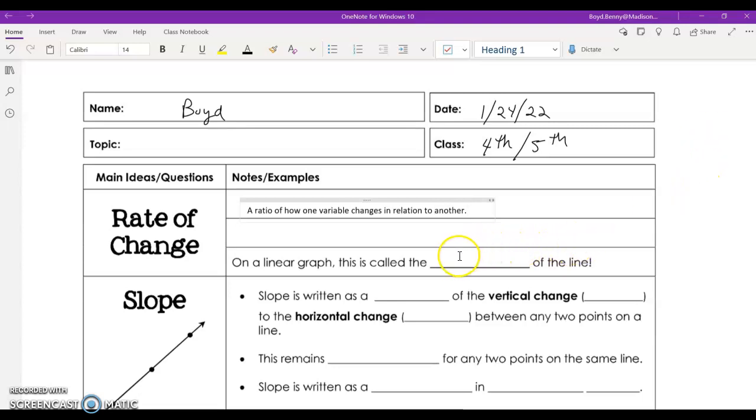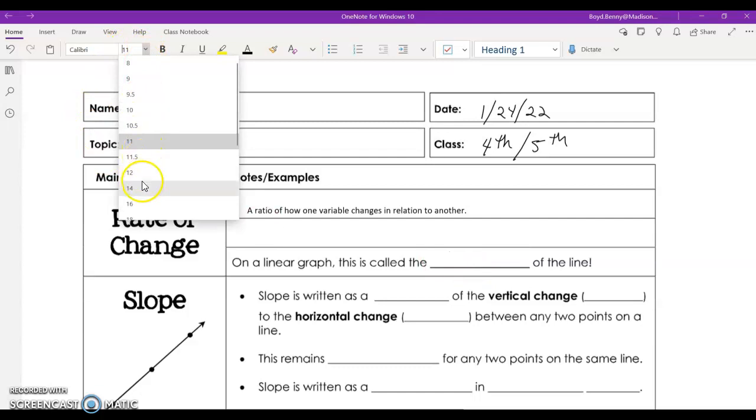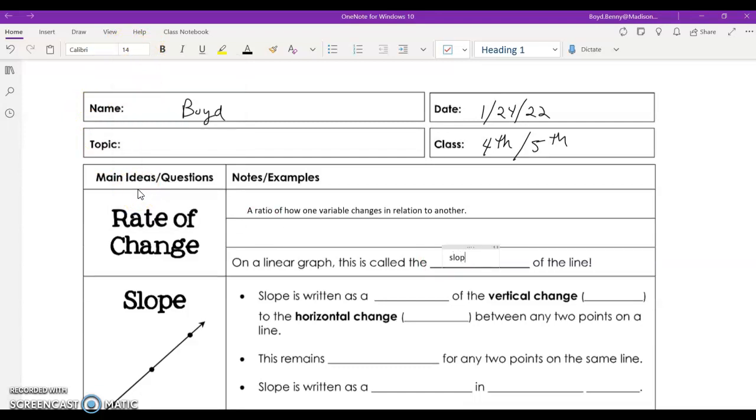Okay? On a linear graph, this is called the slope of a line. Slope is written as a ratio of vertical change, called the rise, to the horizontal change, which is called the run. This remains on a straight line. Slope remains constant for any 2 points on the same line.